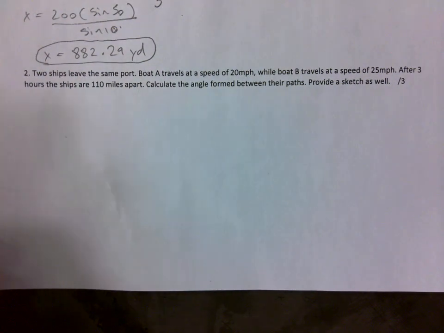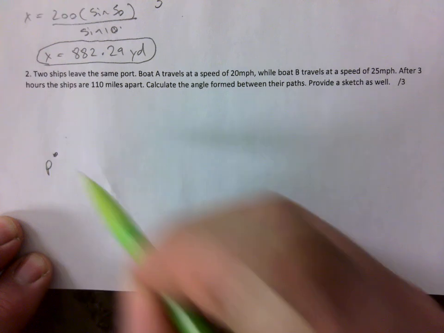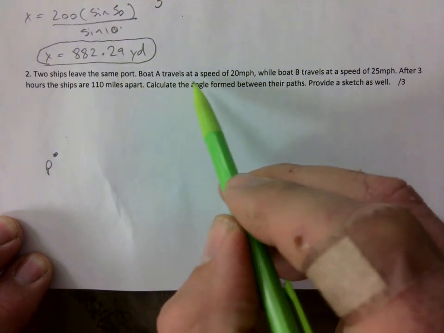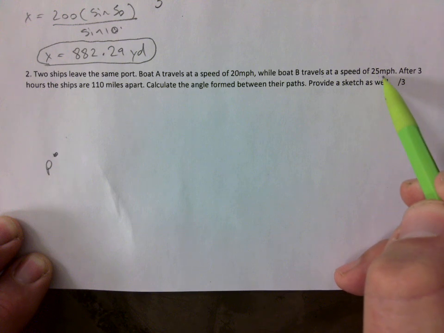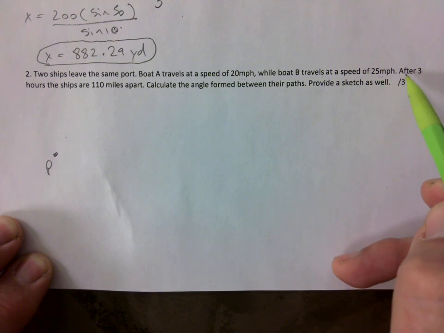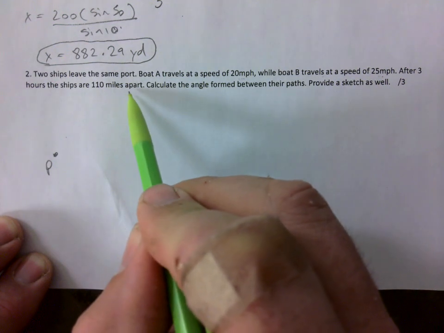2 ships leave the same port. So this is the port here. Boat A travels at a speed of 20 miles per hour. Boat B travels at 25 miles per hour. After 3 hours, they're 110 miles apart.